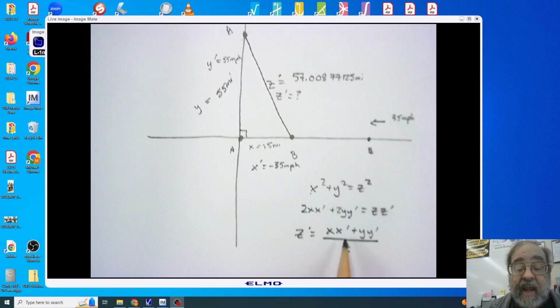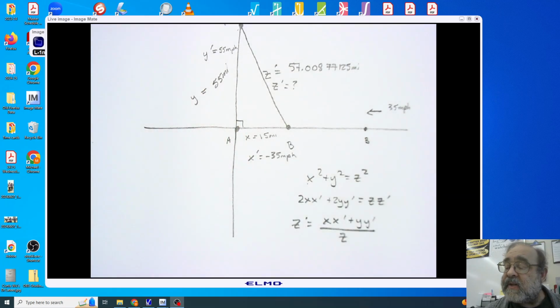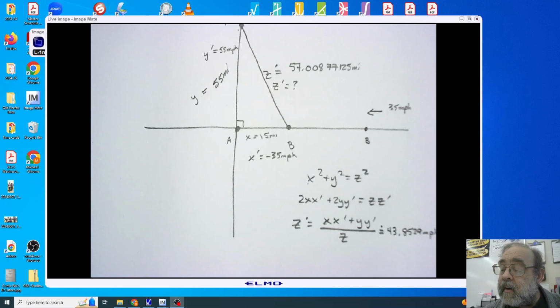Now I can put everything in. I have x prime, y prime, and I have z. And I find that the two cars are moving away from each other at a rate of 43.8529 miles per hour. And I know that they're moving away from each other because the z prime is positive. If the z prime had been negative, their distance would be decreasing. That was number 2.